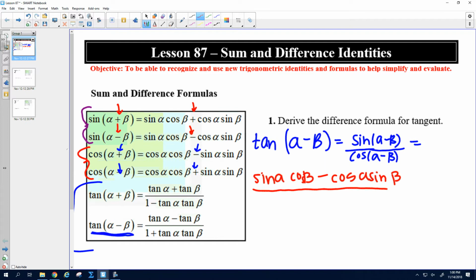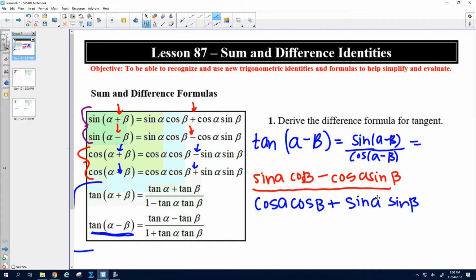All over. Now we're going to do our cosine cheer. What's our cosine cheer? Cosine, cosine, sine. That was really good. All right, so we've got cosine alpha cosine beta. Always goes AB. And it was a minus, so this time it switches to a plus. And then it goes sine alpha sine beta.